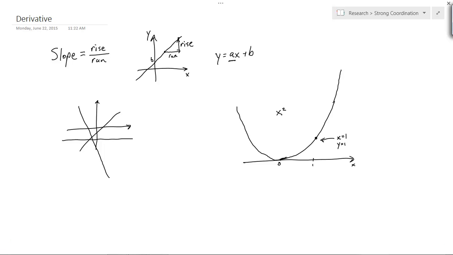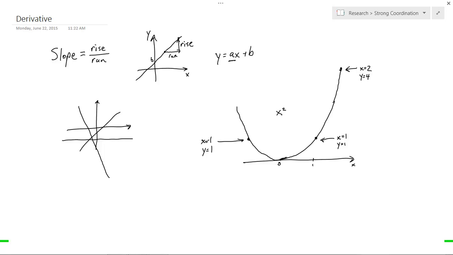Okay, so that would be 1 there. And up here, something like x equals 2 and y equals 4. Of course, you've got 0, 0. And it's symmetric in the sense that here, when x equals negative 1, you have y equals 1. Okay, so this is not a straight line. It doesn't have one slope throughout.